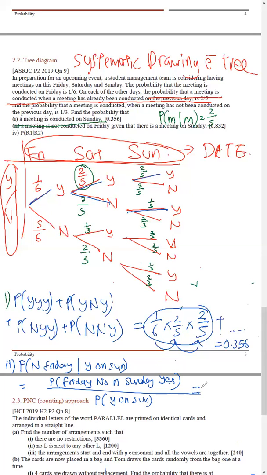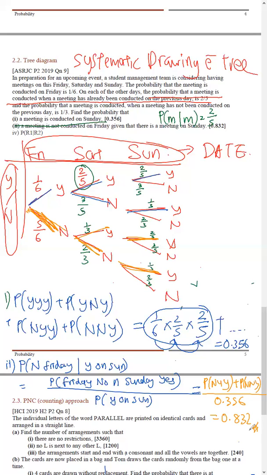Okay, so to get the probability is very simple. Just again look at the tree diagram. Friday no, Sunday yes. So which one is Friday no, Sunday yes? Let's trace it. Friday no, we'll start from here. No. Okay, it can be yes, yes, or it can be no, no, yes. So the probability can be no, yes, yes, plus the probability of no, no, yes, over yes on Sunday. Yes on Sunday was actually computed in part 1, which is 0.356. So if you put in the values, you'll get the answer of 0.832.